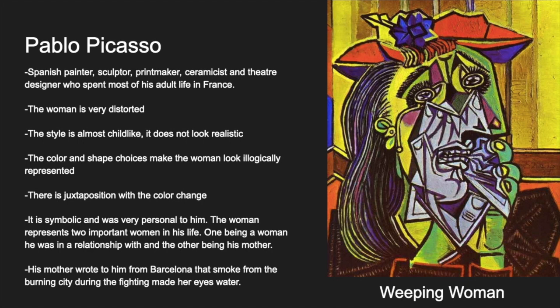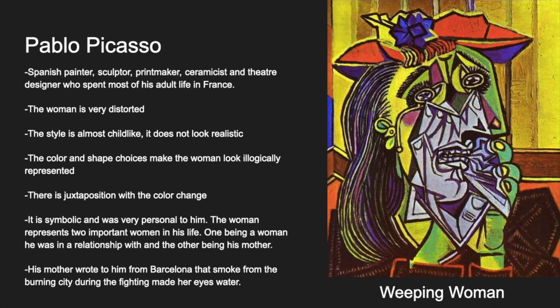We can tell that she is distorted because the eyes do not line up, they're not symmetrical, the nose is on the side of the face rather than where it normally would be placed. The features on the face just are not how they normally would be presented. And this is intentional, it's part of this style. It is very expressive. The style is almost childlike. It does not look realistic. The color choices and shape choices make the woman look illogically represented.